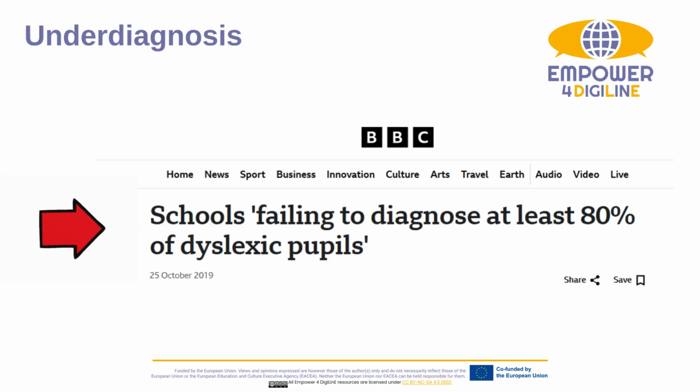Now let's talk about the huge number of students who are never diagnosed at all. According to a 2019 article by the BBC, 80% of dyslexic children go through school without ever being identified. That's 4 out of 5 children. And it's not just dyslexia. ADHD, autism, and other differences are often missed, especially in girls, multilingual learners, and students who are very quiet or well behaved. Without a diagnosis, these students are left to struggle in silence, or worse, to be misunderstood.